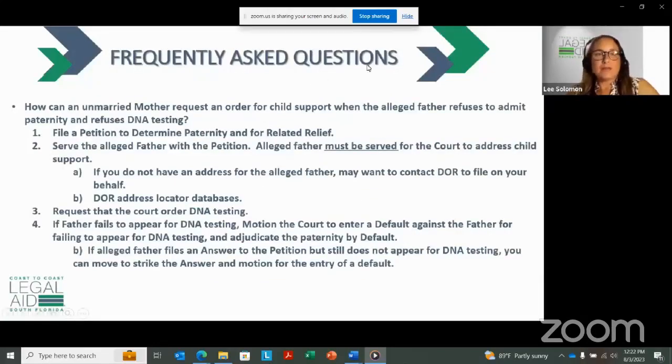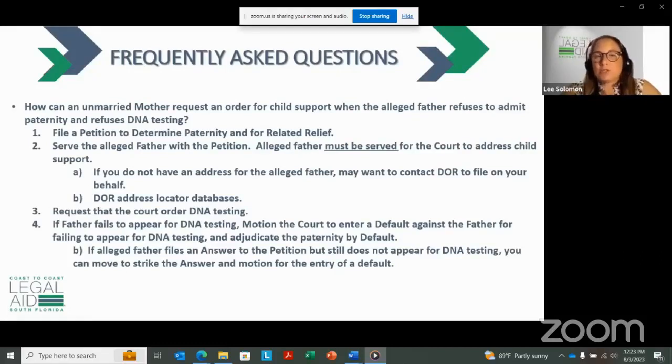So another question we had here was, how can an unmarried mother request an order for child support when the alleged father refuses to admit paternity and refuses DNA testing? Back to the beginning when we were talking about paternity, I said you can have a court enter an order establishing paternity by default. That's really what this is about. So in the situation where you are an unmarried mother trying to get an order for child support, you would file a petition to determine paternity and for related relief because you don't have an establishment of paternity.